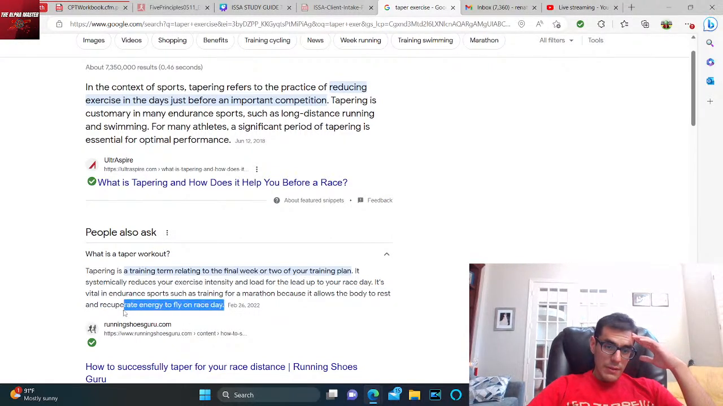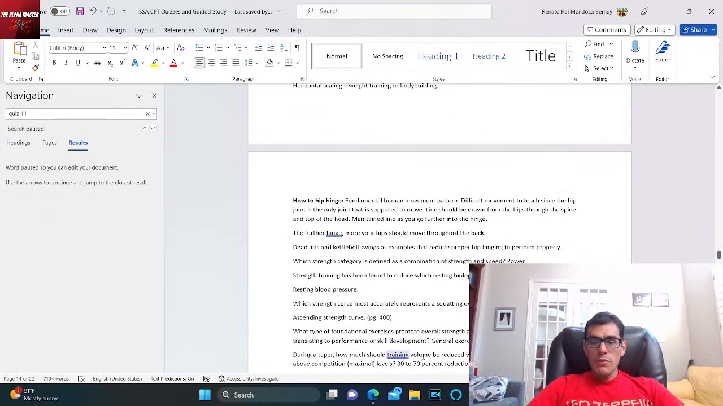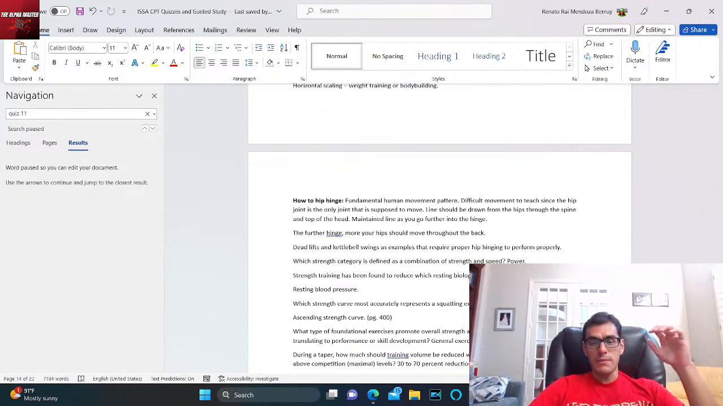To rest and recuperate energy to fly on race day. During a taper, how much will training volume be reduced while exercise intensity remains at or above competition maximal levels? 30 to 70% reduction in training volume.